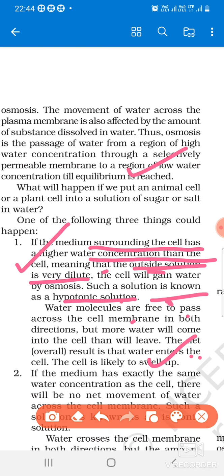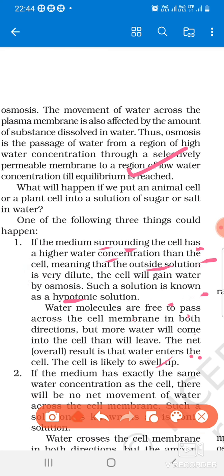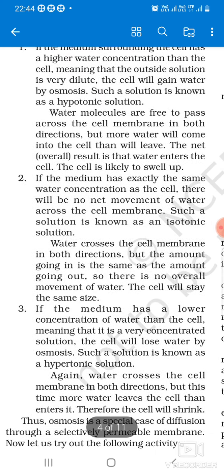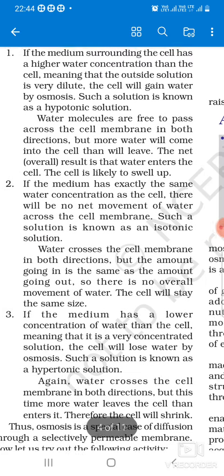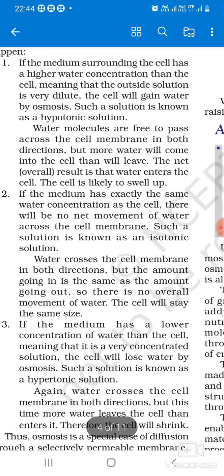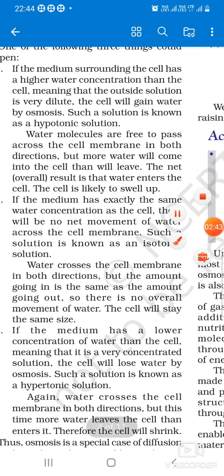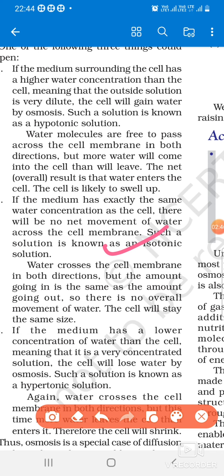Okay, now the question is, what about the isotonic solution? What do you mean by isotonic solution? Iso means same, when there is the same concentration of water outside and inside of the cell. Look at this second point. If the medium has exactly the same water concentration as the cell, there will be no net movement of water across the cell membrane. Such a solution is known as the isotonic solution. The water concentration inside and outside the cell is the same, so no net movement will take place and the cell will remain the same size.